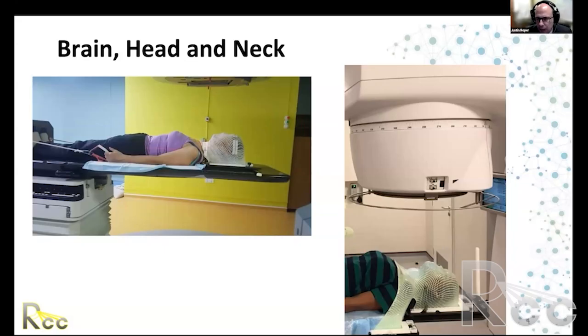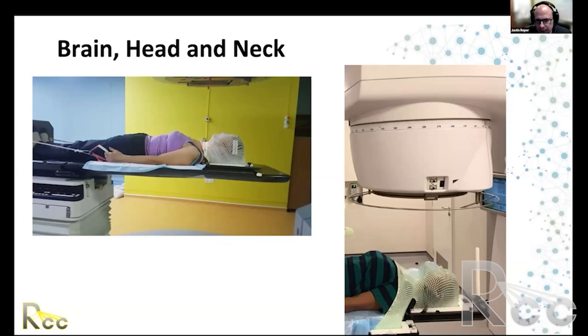And further, what we want to try to do is to position the patient such that healthy tissues are moved away from the radiation field when possible to minimize the dose to those tissues. And so here we start by looking at the brain and the head and neck.